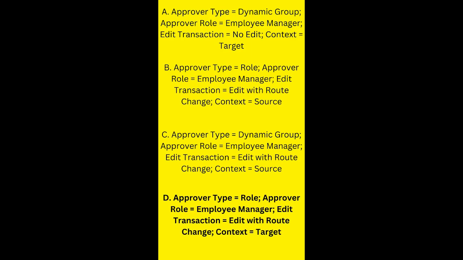A: Approver type dynamic group, approver role of employee manager, edit transaction no edit, context target. B: Approver type HR role, approver role employee manager, edit transaction edit with root change, context source. C: Approver type dynamic group, approver role of employee manager, edit transaction edit with root change, context source. D: Approver type HR role, approver role employee manager, edit transaction edit with root change, context target.